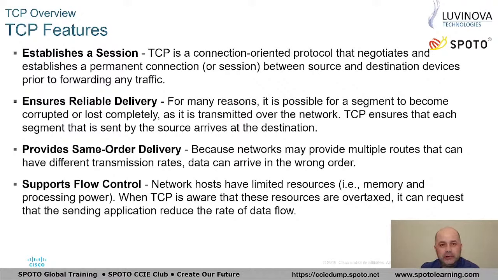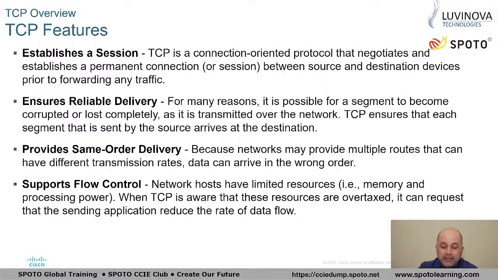Provides same-order delivery. It means that at the destination, TCP checks the sequencing order. If it's scrambled because segments arrived at different times, TCP reorders the sequence numbers and puts them in the correct order. Then the last one is supports flow control.